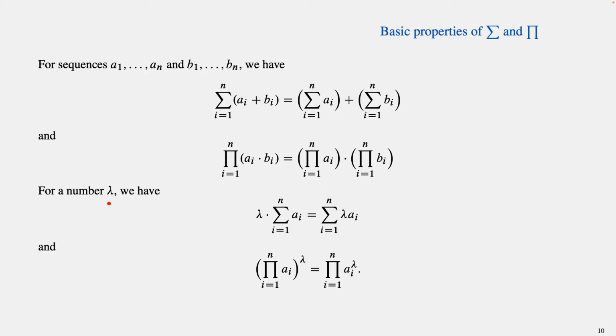For a fixed number lambda, we have lambda times the sum over the A's is equal to the sum over lambda times the AIs. So this is just the distributive law of the real numbers. And similarly, for the products, if we have the product over the AIs and we take the power to the power of lambda, then we could just as well first take every single AI to the power of lambda and then take the product of those.